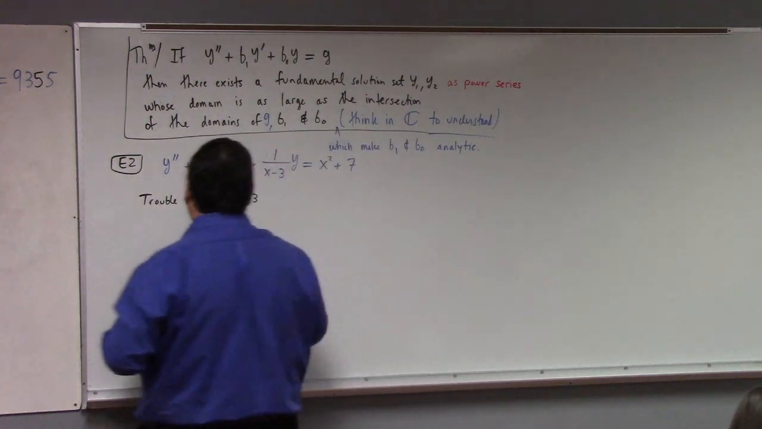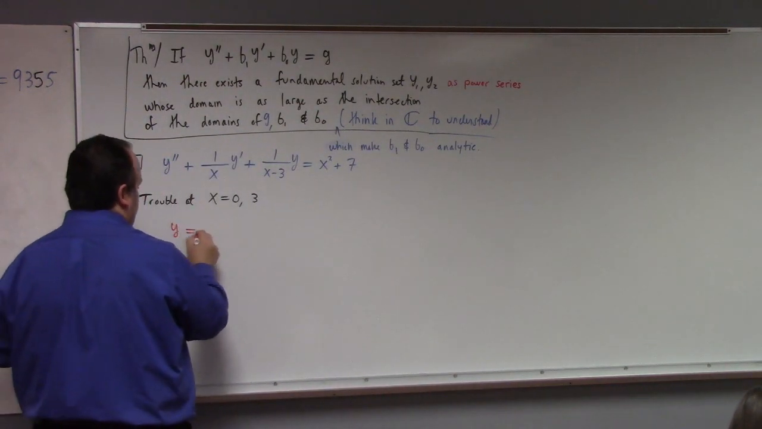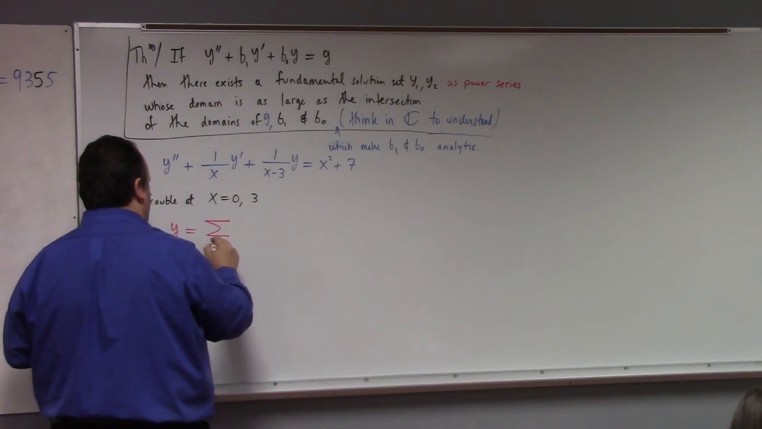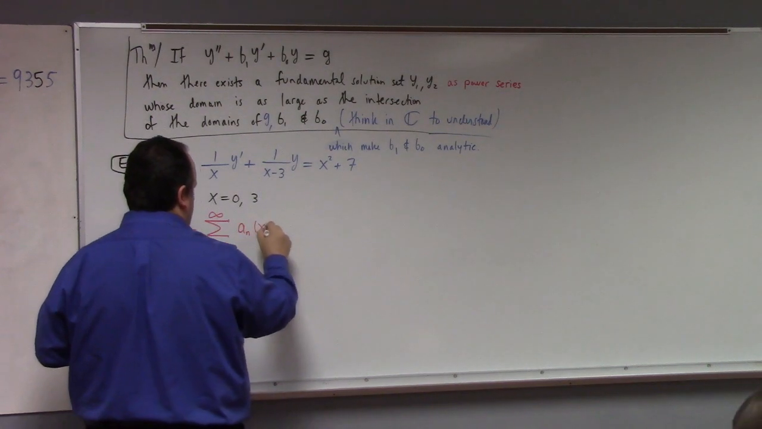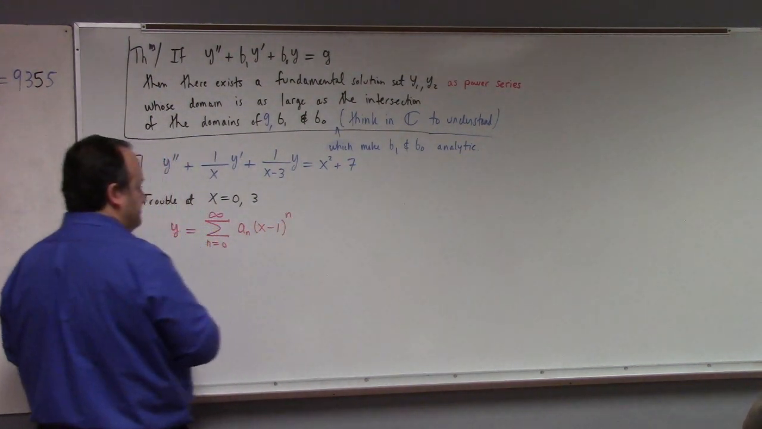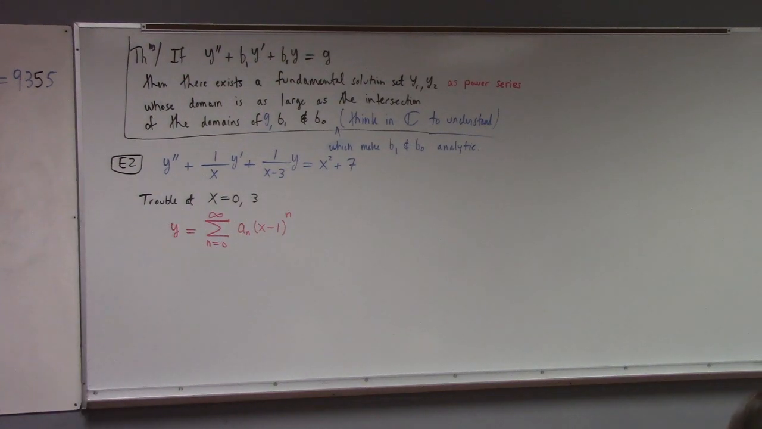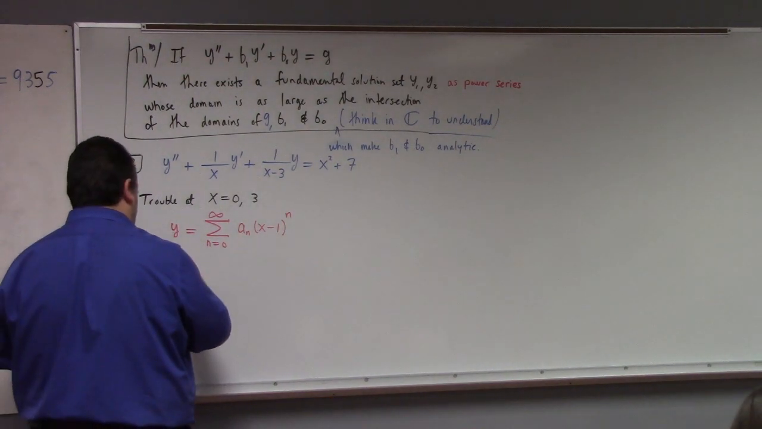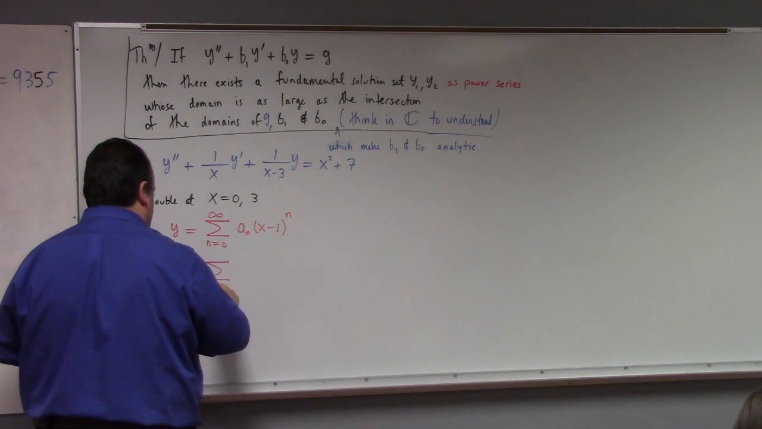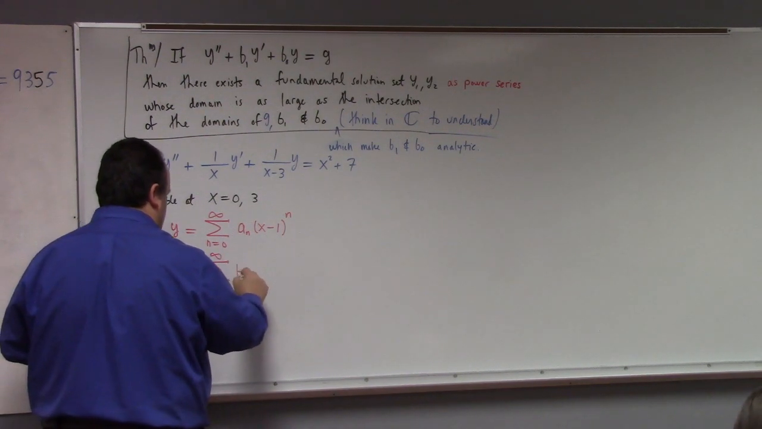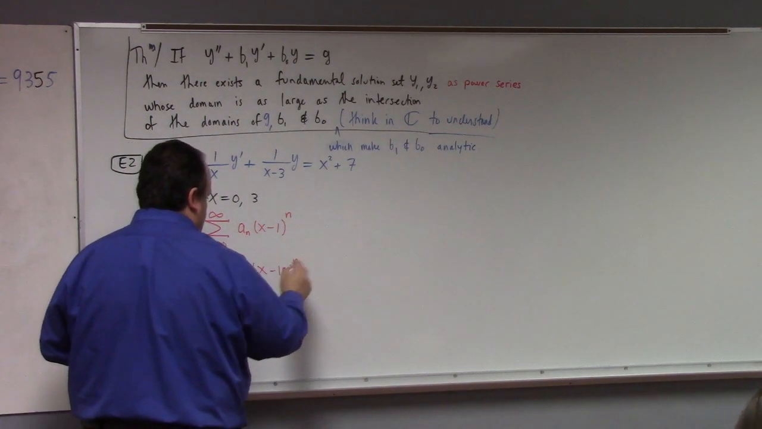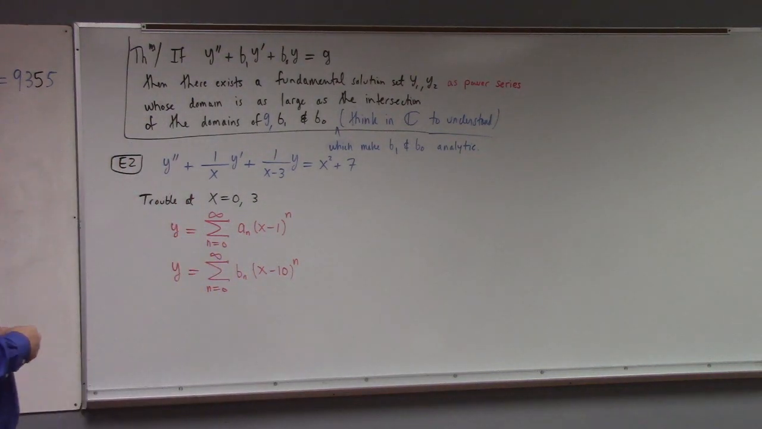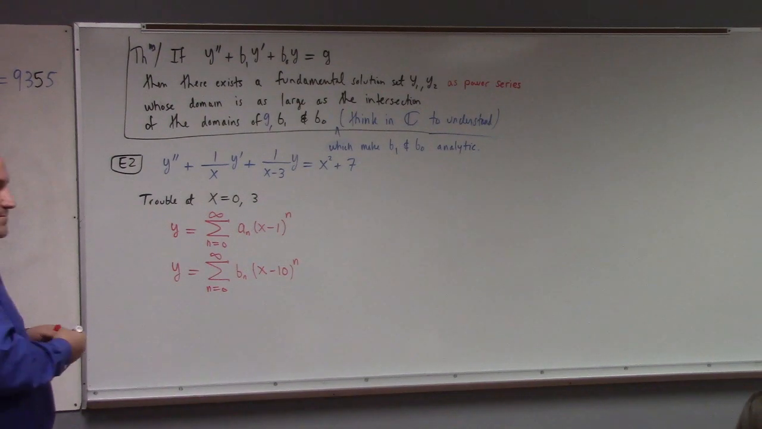All right, so if I write y equals the sum n equals 0 to infinity of some constants a sub n times (x minus 1) to the n, or if I was to write y equal to the sum n equals 0 to infinity of b sub n times, let's say, (x minus 10) to the n, I'd have a very different story about what's the domain of the first series versus the second series. These are different solutions.